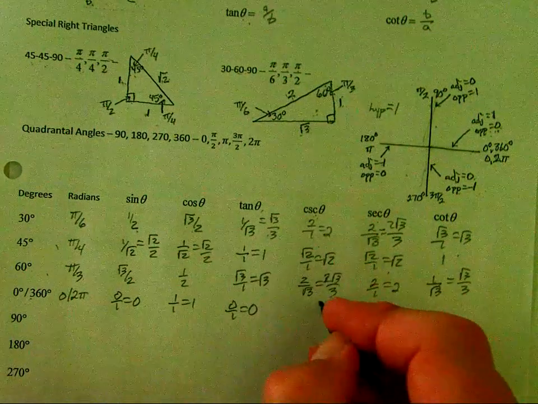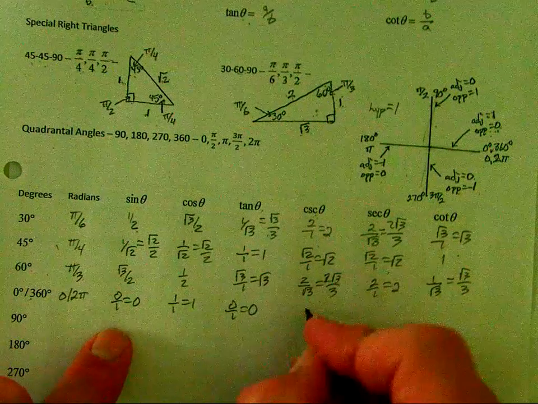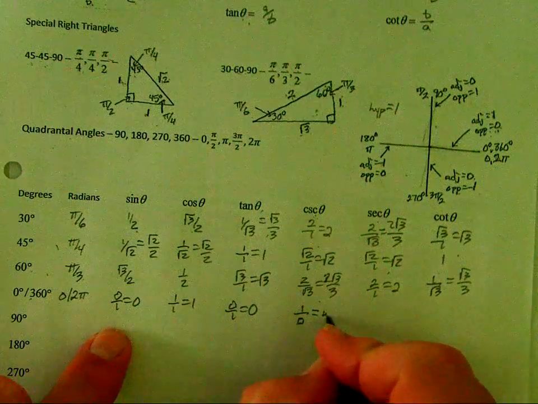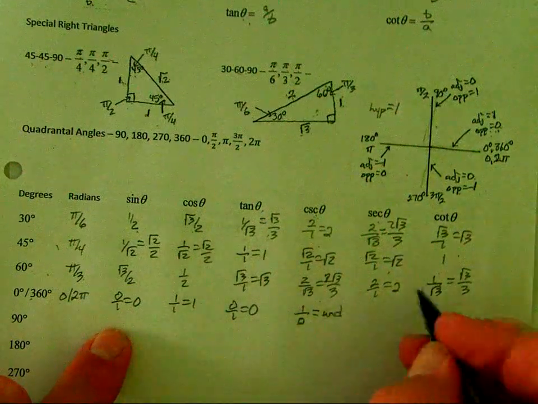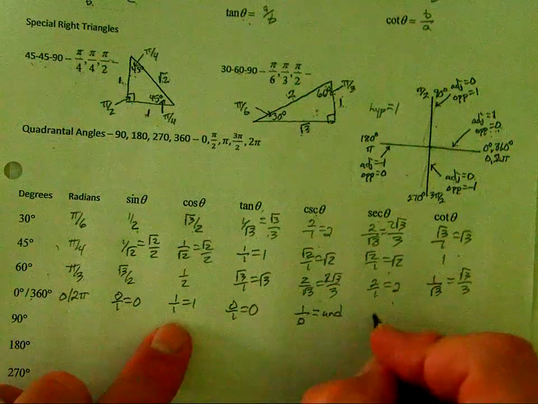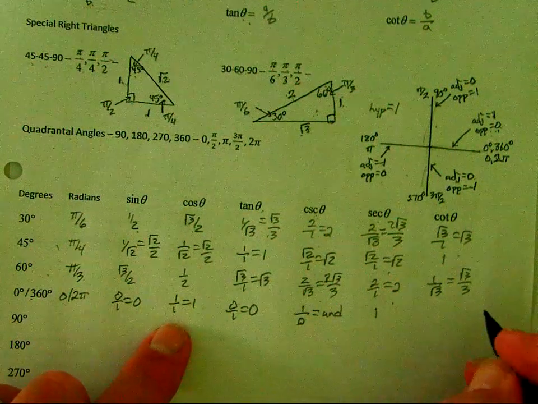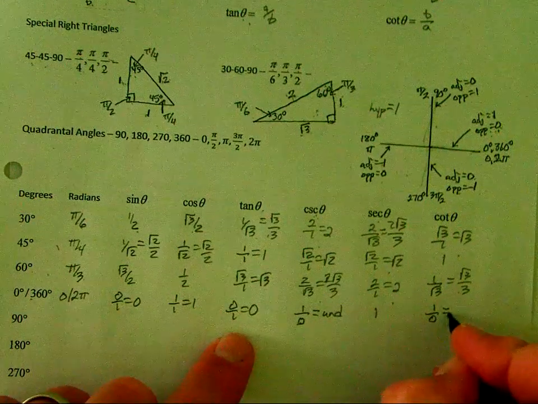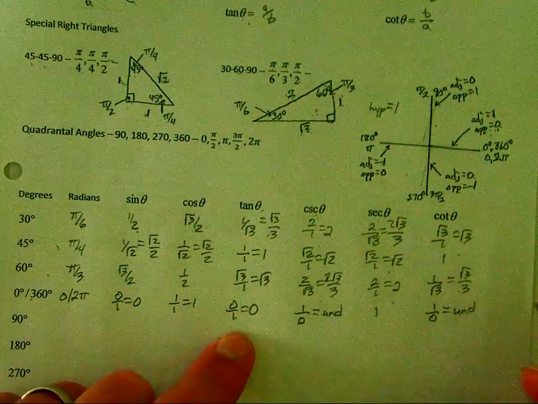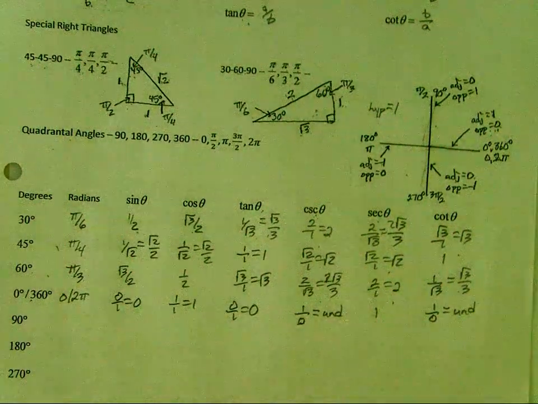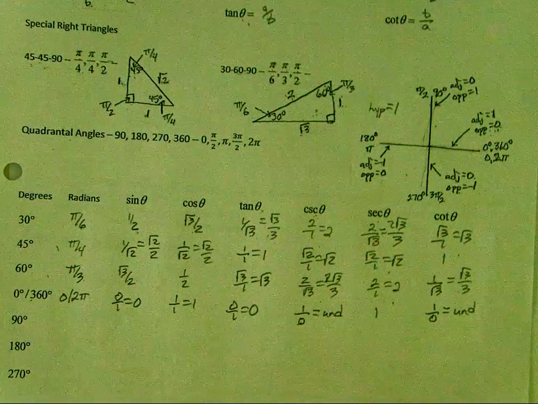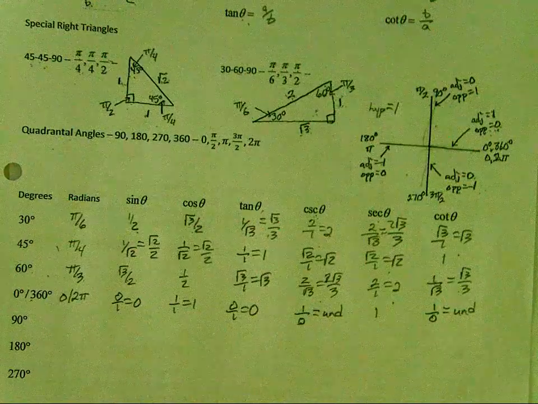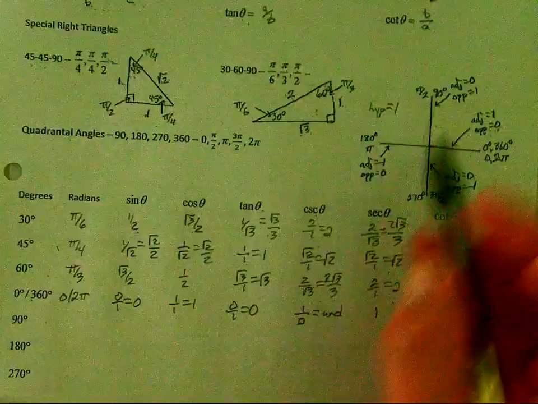Then the reciprocal functions. Cosecant is the reciprocal of sine, well, 1 over 0. Remember, you can't divide by 0, so that one's undefined. Secant is the reciprocal of cosine, so it's just 1. Cotangent is the reciprocal of tangent, so it's 1 over 0, which again is undefined. Make sure you never leave an answer as 1 over 0. You need to say that it's undefined. Same way, don't leave an answer as 0 over 1. We know that's 0.